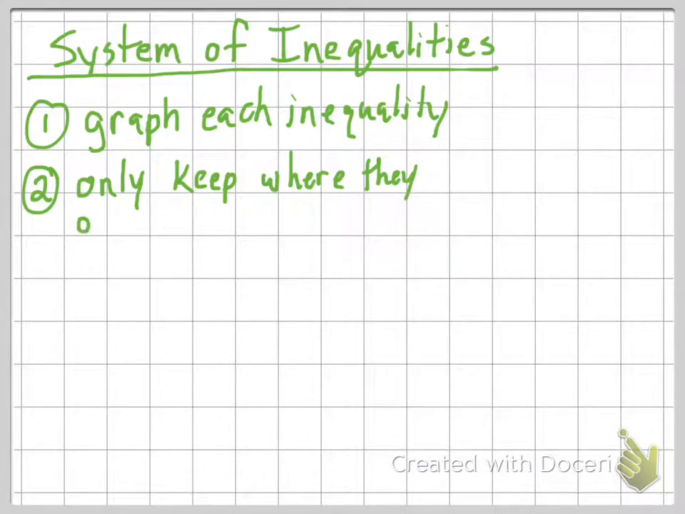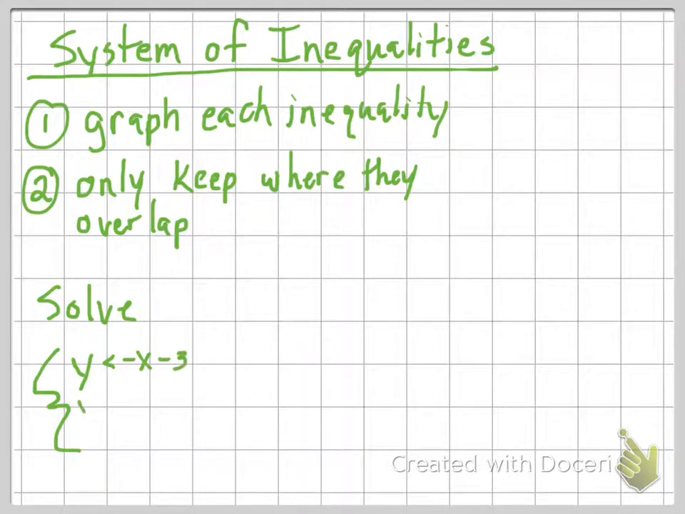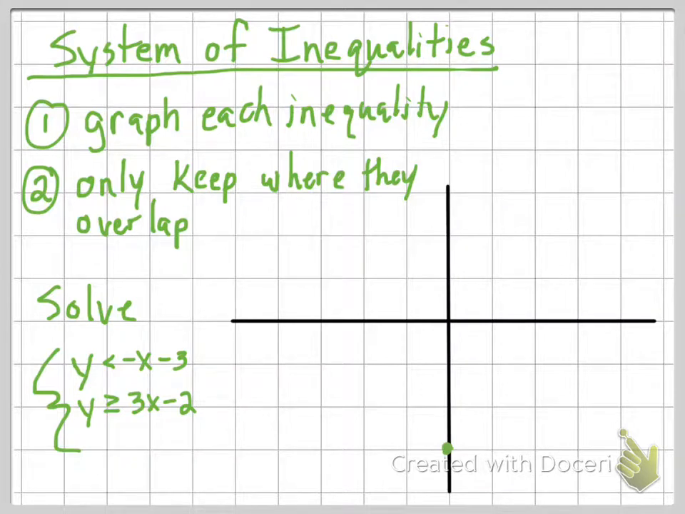Okay, and this is very similar to when we graphed compound inequalities with one variable and they had an and statement. You only kept where they overlapped. And a system is kind of like an and because it has to be both equations, right? So it's like this equation and that equation. That's why it only counts where they overlap. So we're going to use a graph to solve this system of inequalities. I have y is less than negative x minus 3 and y is greater than or equal to 3x minus 2.